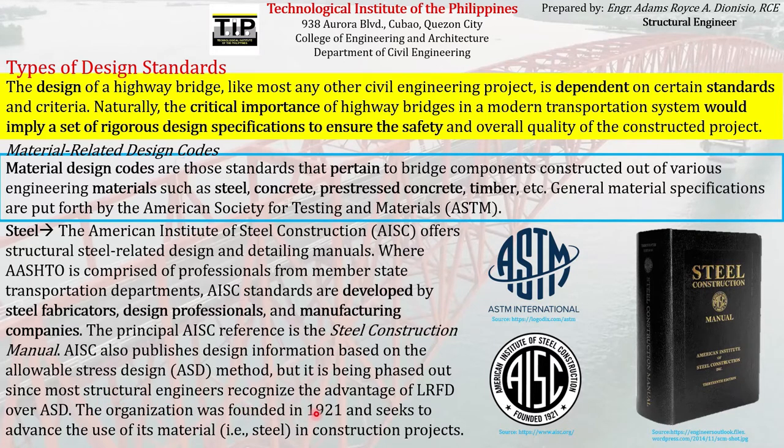The organization was founded in 1921 and seeks to advance the use of its material, like the steel, in construction projects. So as you can see on the logo of AISC, it was founded way back in 1921. So whenever we use steel as our construction material, we usually refer to the AISC as well as to the ASTM. Although the main governing body for steel material is the AISC, you can still see some specifications coming from the ASTM, the American Society for Testing and Materials.